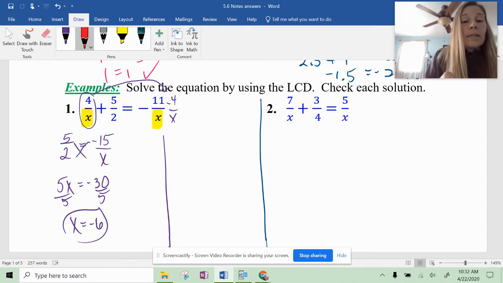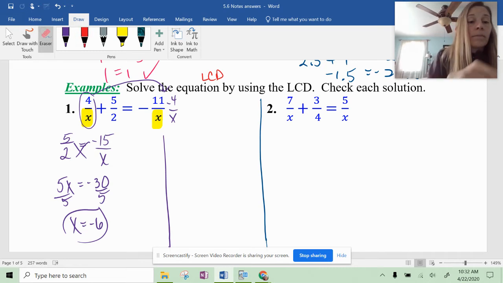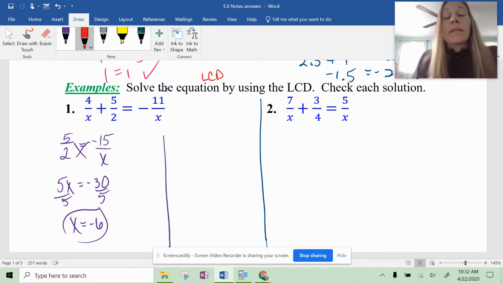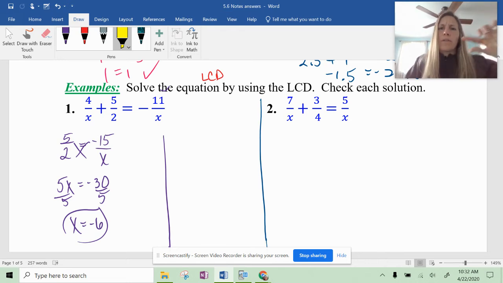Now, the LCD method, which I'm going to do over here, kind of like what we finished our lesson yesterday. We were looking for those denominators. Remember, we had the fractions in the fraction, and we were just figuring out what is the LCD of the denominators, and we were distributing it to everything to cancel the fractions.